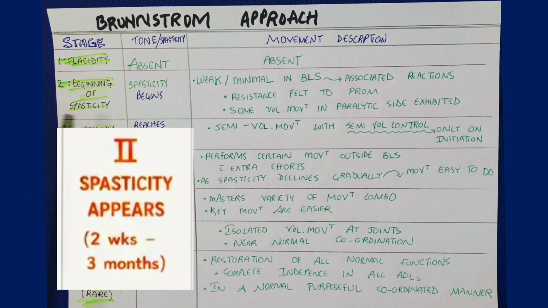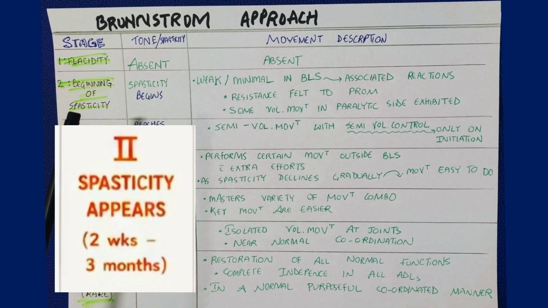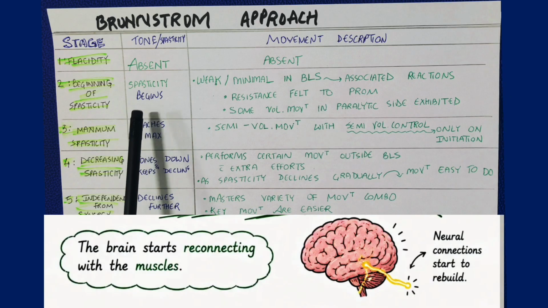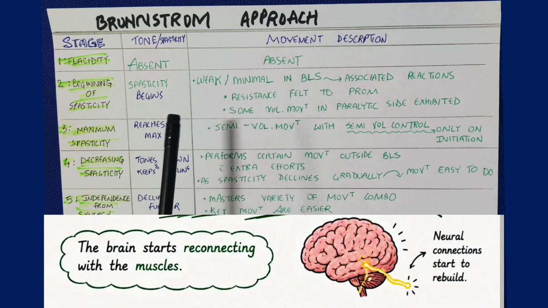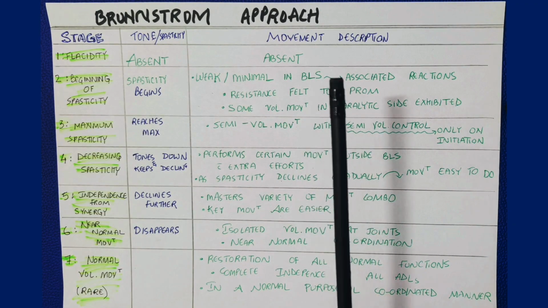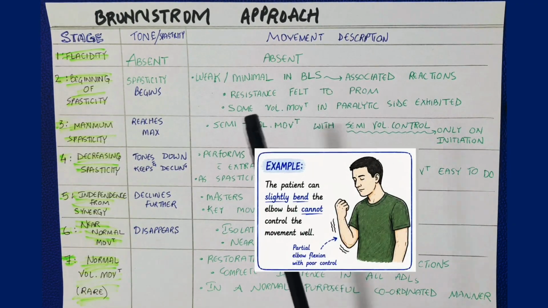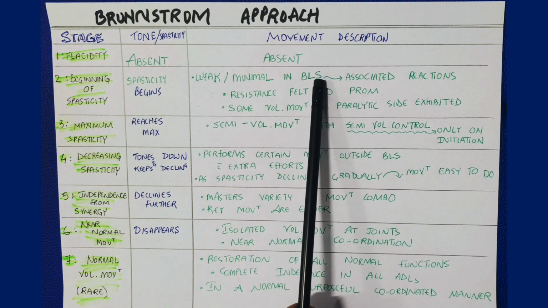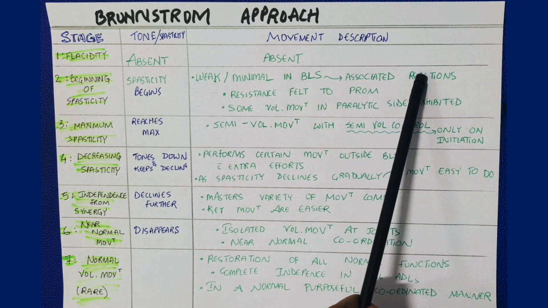The second stage is the beginning of spasticity, where weak movements are present and spasticity is beginning. So we see spasticity develops first in the stronger components of the flexor and extensor synergy. For example, biceps in the paralytic upper limb and quadriceps in the paralytic lower limb, and we get to feel resistance to passive movements. Secondly, there is a basic limb synergy that starts to initiate as associated reactions.